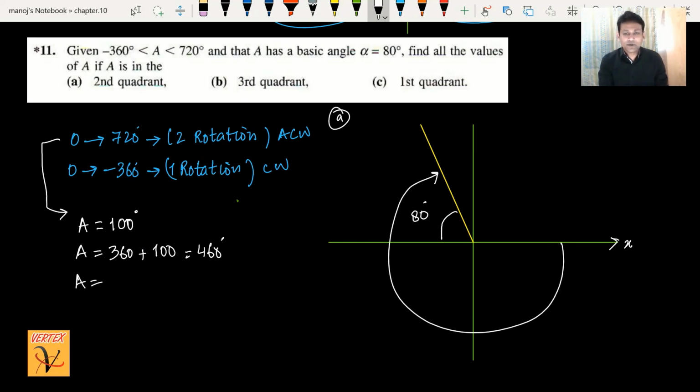Positive working means 180 plus 80, which is 260. But what will you write? You will write a negative sign. You don't need to show this calculation, just write the negative sign, and that's enough, because it's a clockwise rotation. This is the way you can work for the B part and C part in the same way.